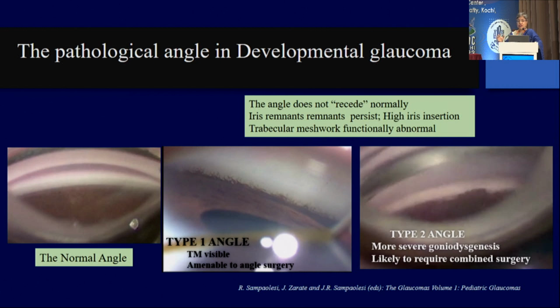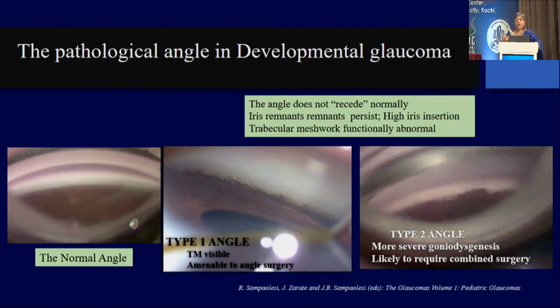So he took those children, he went back to his drawings, and what he saw was that in the children where the goniotomy worked, the angle was something like this. So there was some trabecular meshwork, whereas those in which it didn't work, the iris hadn't receded at all and the trabecular meshwork was completely covered. So he classified that into a type 1 and a type 2 angle, where the trabecular meshwork is visible and where it is not.